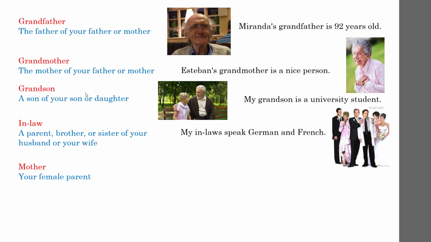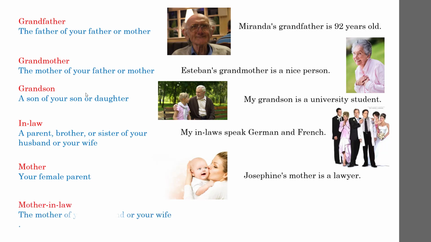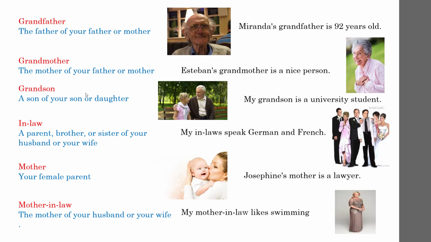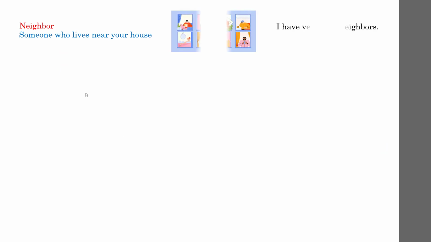Mother. Your female parent. Josephine's mother is a lawyer. Mother-in-law. The mother of your husband or your wife. My mother-in-law likes swimming. Neighbor. Someone who lives near your house. I have very good neighbors.